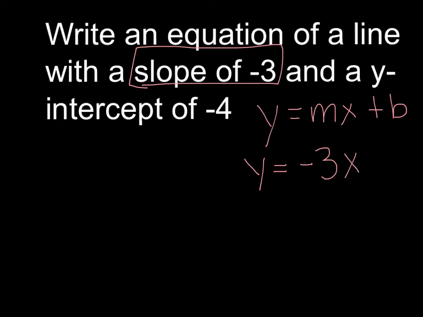The y-intercept is negative 4. So I'm going to do plus a negative 4. So now I have the equation of my line: y equals negative 3x. And I could do plus a negative 4, but that's the same thing as a minus 4. Either one of those two are correct.